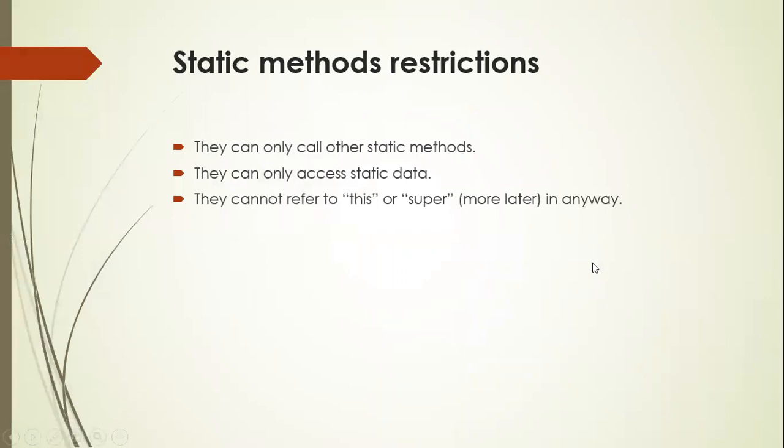All right, we will see some restrictions with static methods. They can only call other static methods. Static methods are used for initializing static variables, and inside static methods you can only call static methods. You cannot call instance methods. They can only access static data. You can't access instance variables. They also can't refer to the this keyword and super keyword, which we'll discuss. I am going to create another video on this keyword and super, where you will understand.